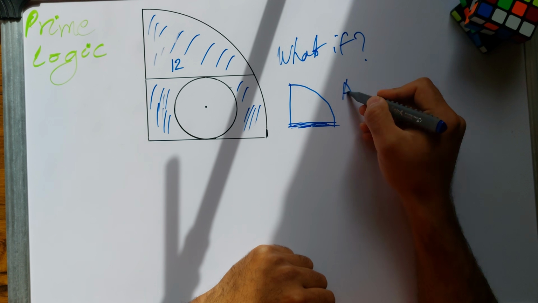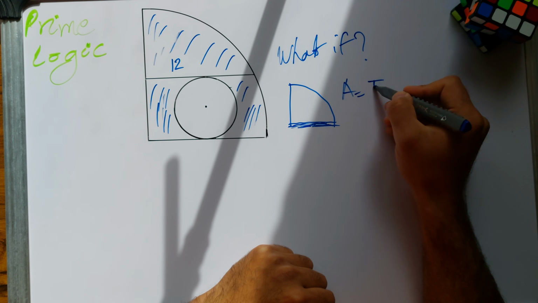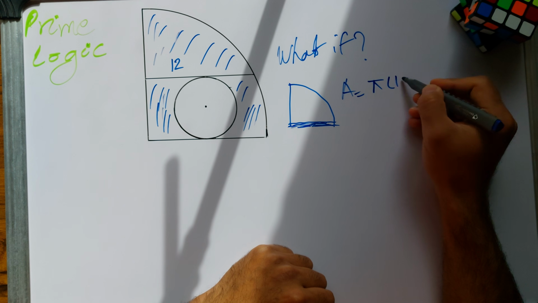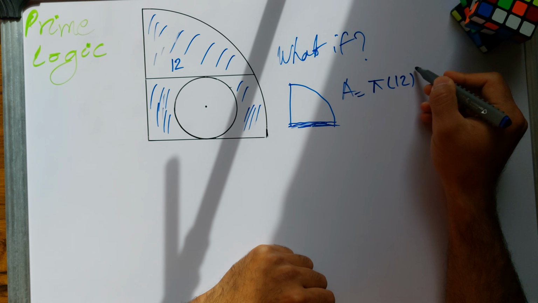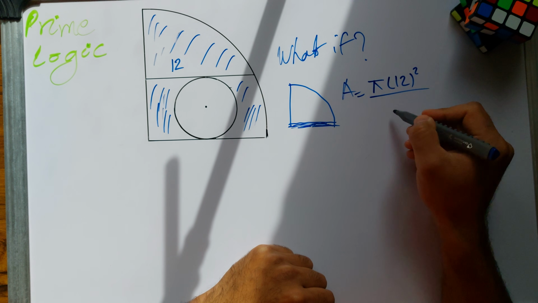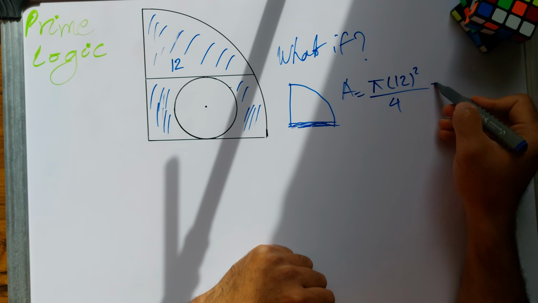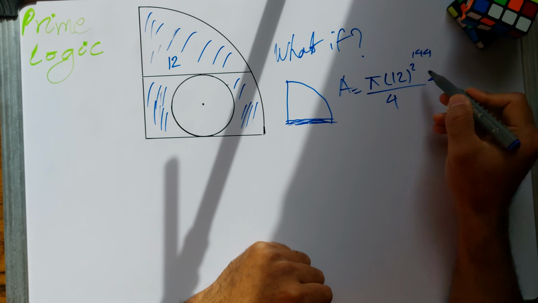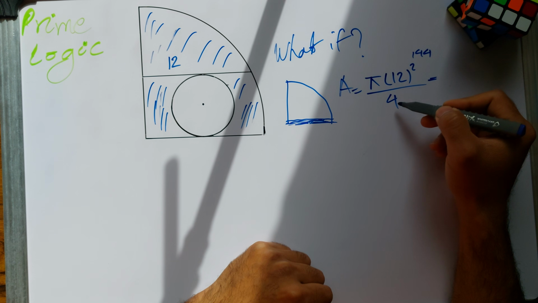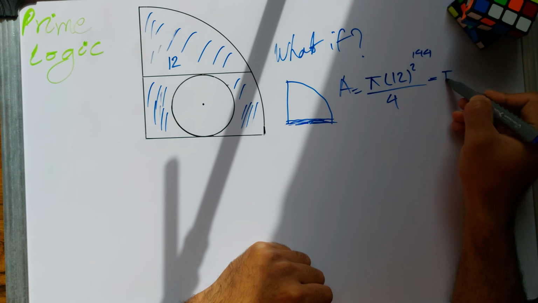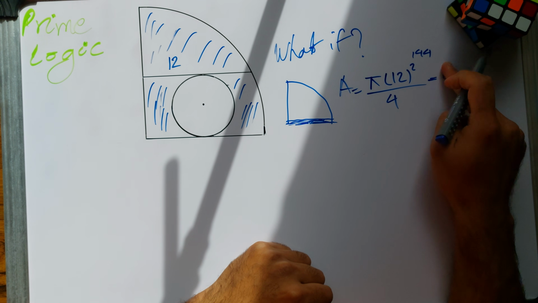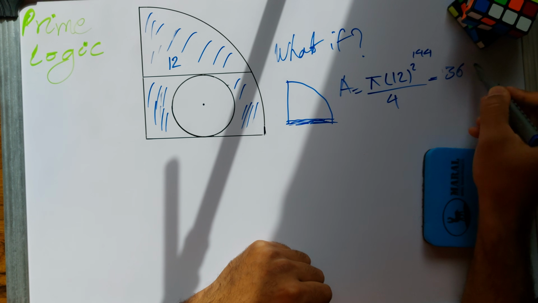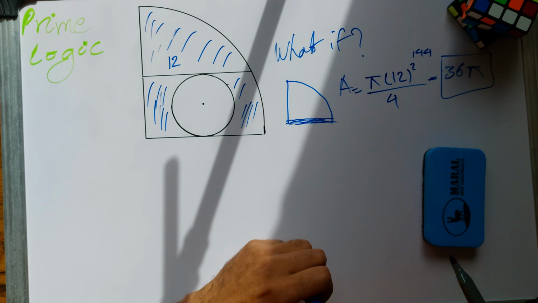So we can say that the area of the shaded region is pi r squared over 4, with r being the tangent line, which is 12. So it becomes 144 pi over 4, that's 36 pi. Sorry, 36 pi. So that's the answer, 36 pi.